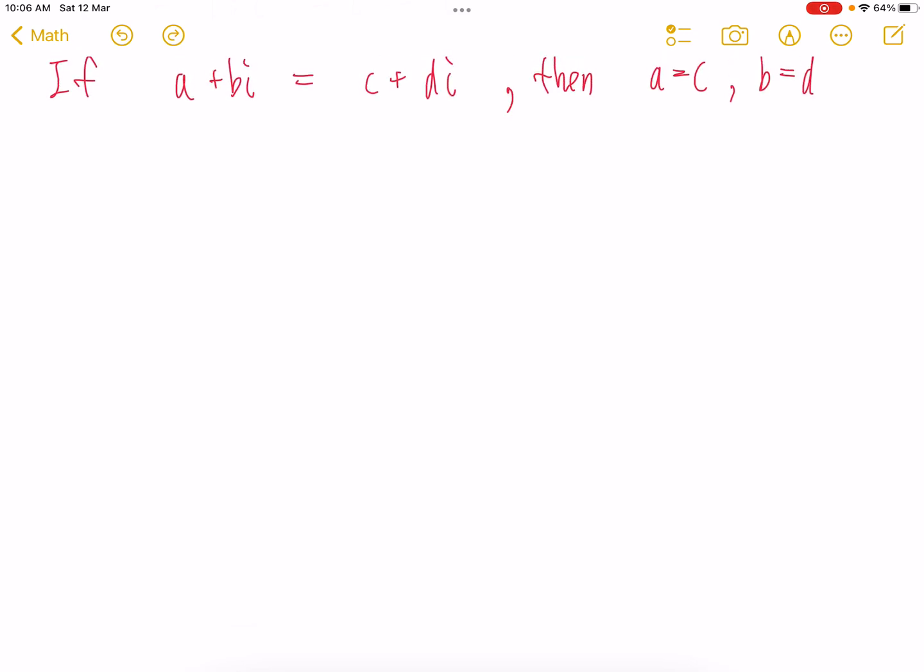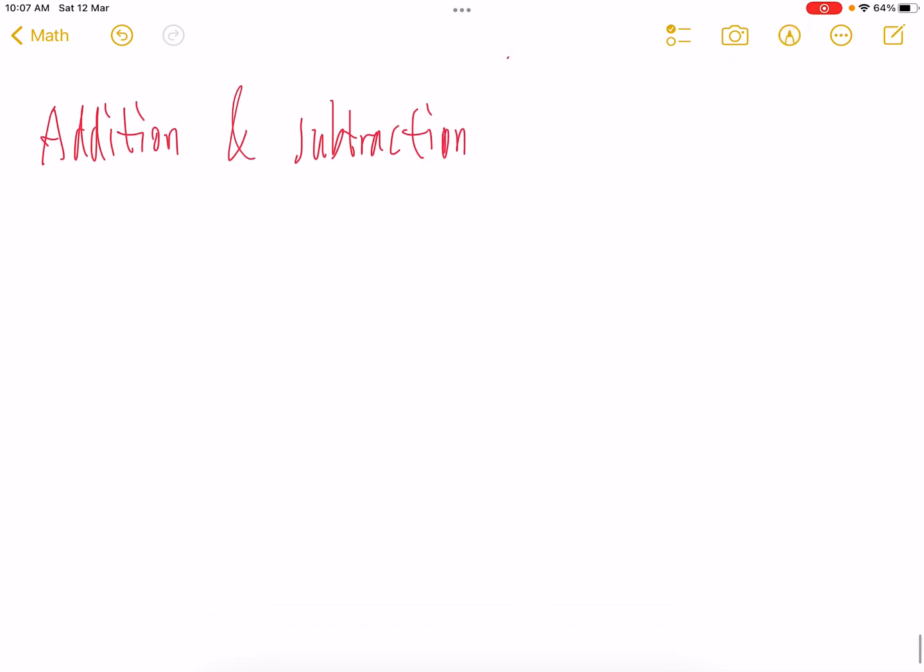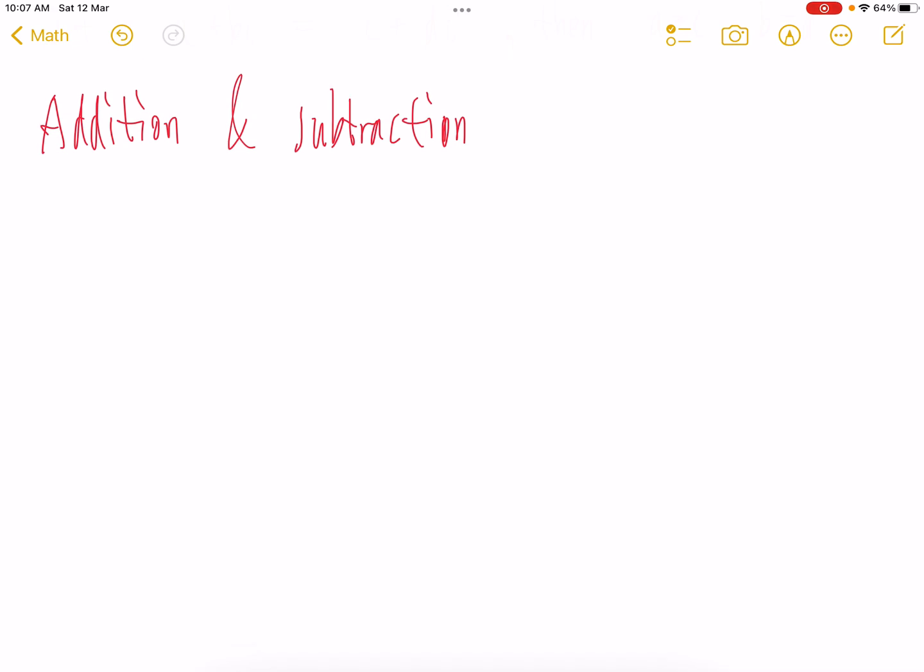So let's do an example actually. First of all, we have the addition and subtraction. So we just manipulate them for these two operations for now. Say I have 3 plus 4i, that is a complex number, plus negative 5 minus i. Then what is it equal to?